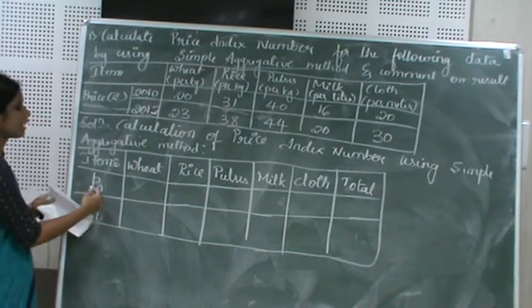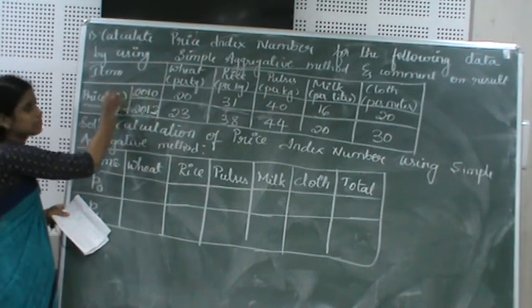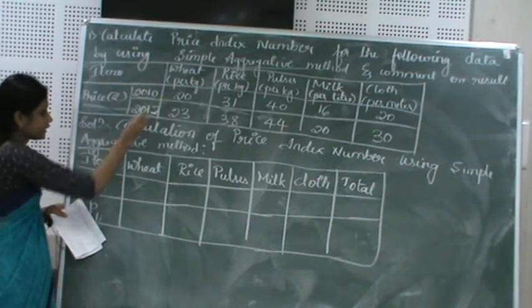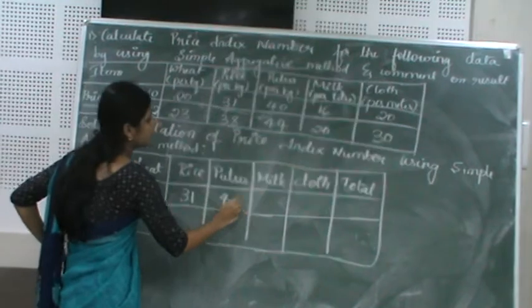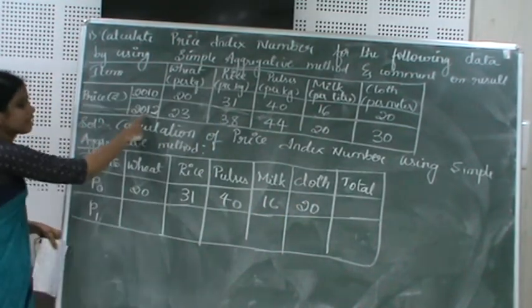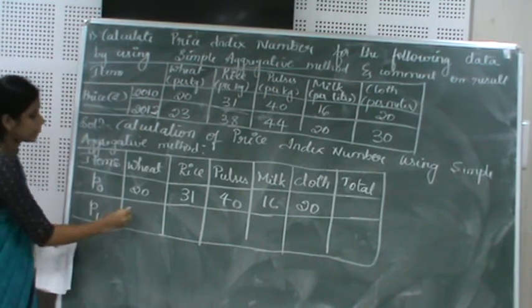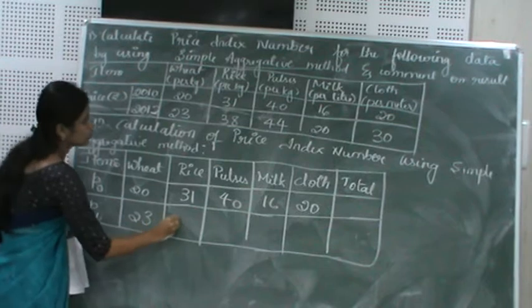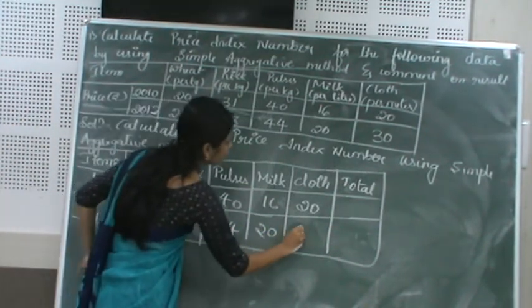Next, now we will write the base year prices of all these items. Base year price is nothing but price of 2010. It is 20. Next, it is 31, 40, 60 and 20. Next, we will write the prices of 2012, that is current year price, that is P1: 23, 38, 44, 20 and 30.